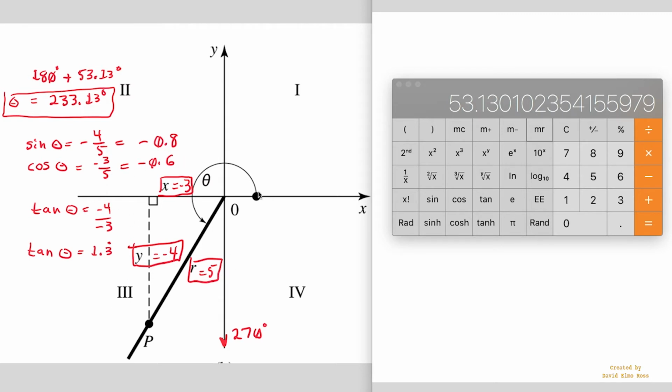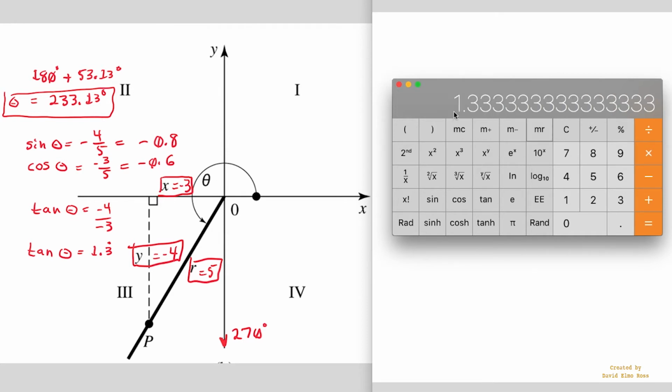Now notice the angle that we want here is 180 plus this angle that we've got here. So let's add 180 to this. Sine of this is minus 0.8 as we've had here. Cos of this is minus 0.6 as we have here.